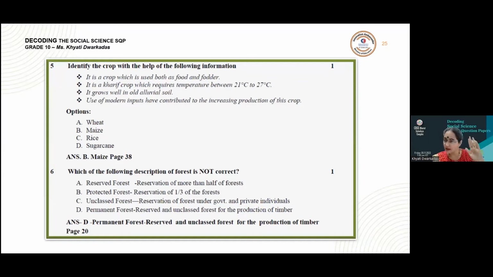Picture-based question, the one that we discussed long ago, Raja Ravi Verma. That question was definitely identification of the painter. It could have come under recall.